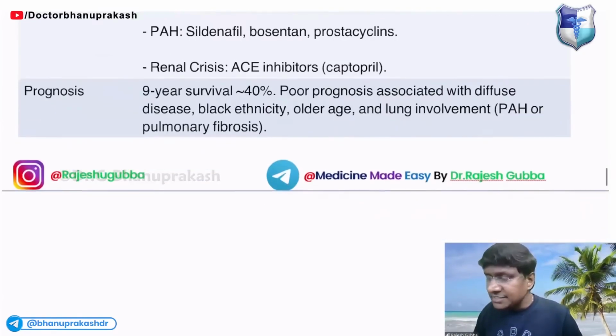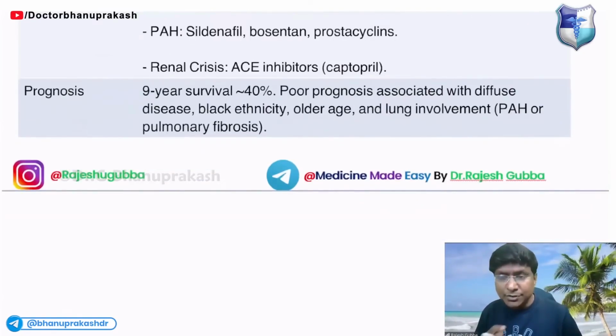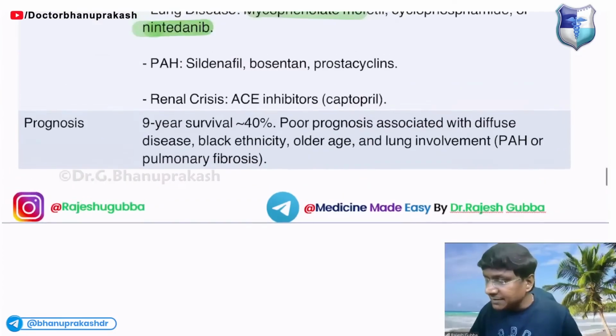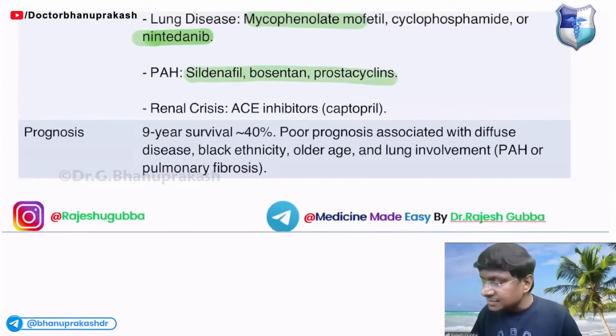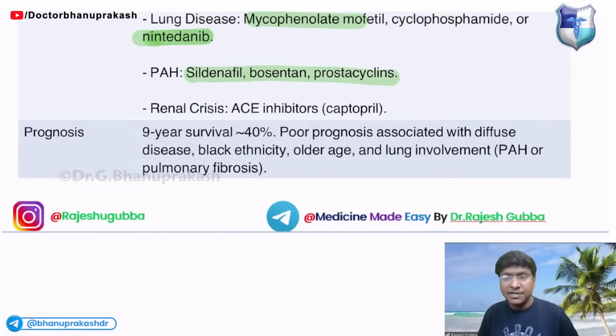And the cause of death is pulmonary arterial hypertension. So how will you reduce the pulmonary artery pressure? By giving pulmonary artery pressure lowering drugs. That is sildenafil, which is a phosphodiesterase inhibitor, bosentan, as well as prostacyclin.